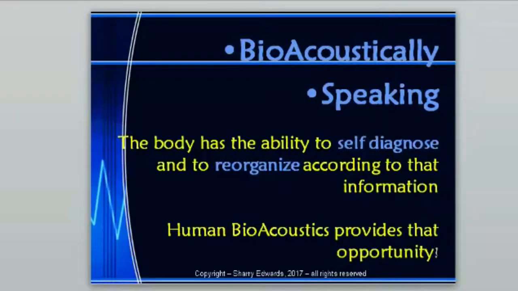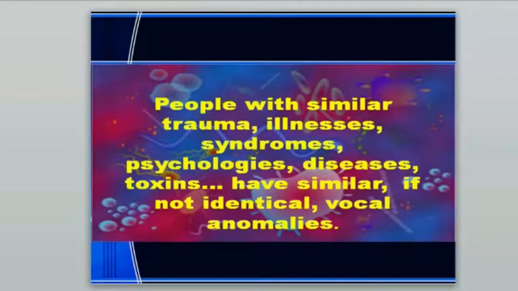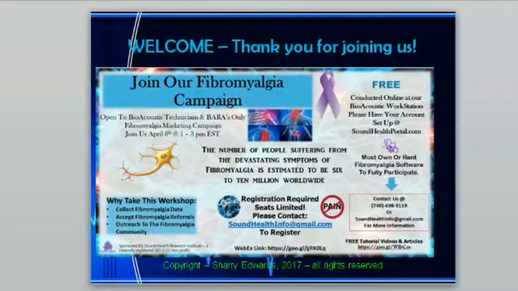As we look at people's vocal print, we know that the body has the ability to self-diagnose and reorganize. And the body can heal itself, can heal cuts and bruises and whatever else is going on, or it can try to, a broken bone. And as we look at that, we have found that looking at the frequencies of the voice can give us information about the frequencies of the brain, what the brain uses to heal itself. And over the years, as we have collected data, because there was nothing else to go by, we found that people with similar traumas, illnesses, syndromes, psychologies, and on and on, have similar, if not identical, vocal anomalies. And we have done this project with fibromyalgia many, many years ago and given it out to people.